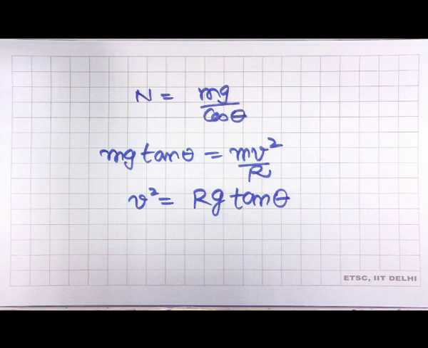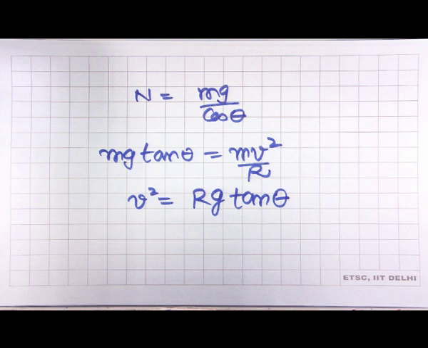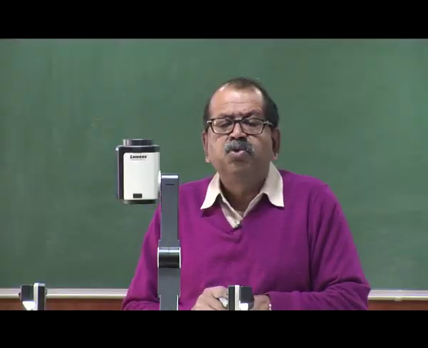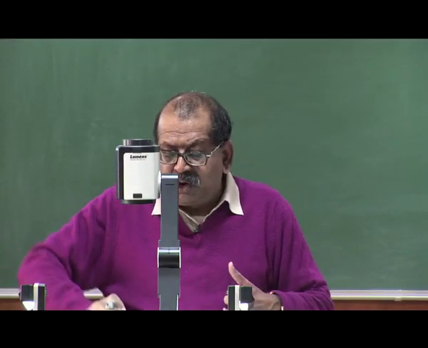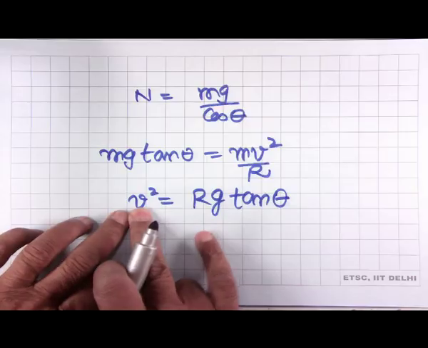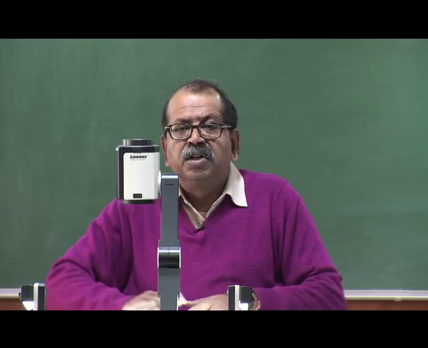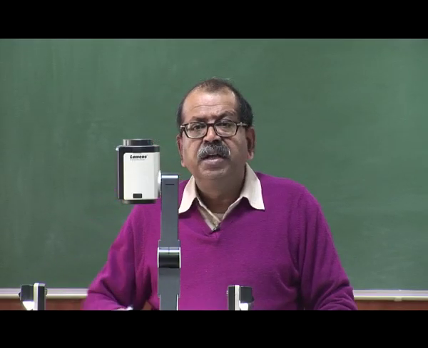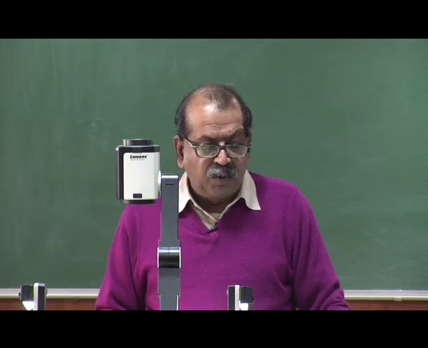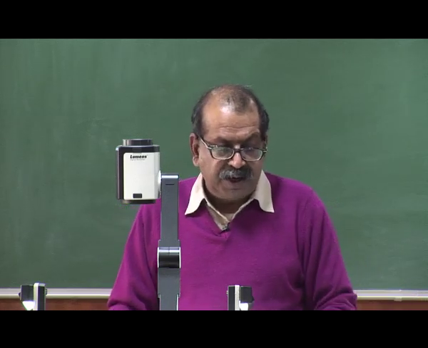So, we can work out the angle of banking: tan theta is equal to v square upon rg gives that angle of bank, so that if the car goes with this speed and the radius r, the road will be designed so that there will be no skidding, and the normal reaction itself will provide the force for the centripetal acceleration.